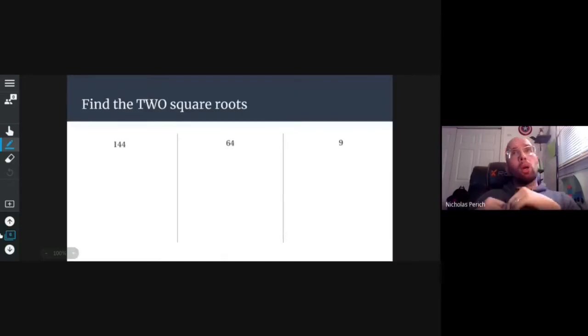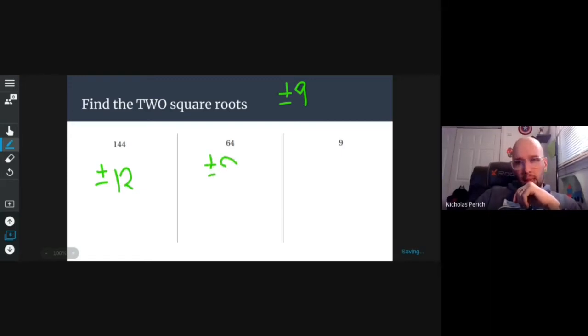Find the 2 square roots. Remember that symbol that I told you about? Every number has 2 square roots. And the way we write that out is we write out the positive or negative symbol in front of it. Because if I wrote out positive 9, that means positive 9 or negative 9. So if I ask you to find the 2 square roots of 144, the answer is positive or negative 12. Positive or negative 8. Positive or negative 9.